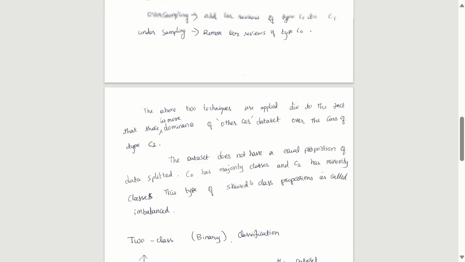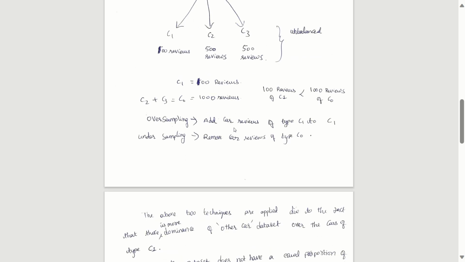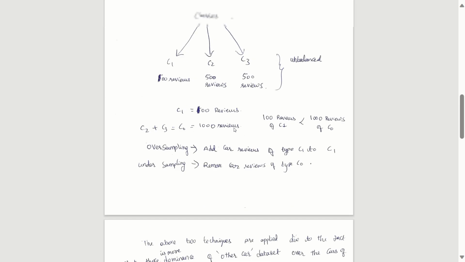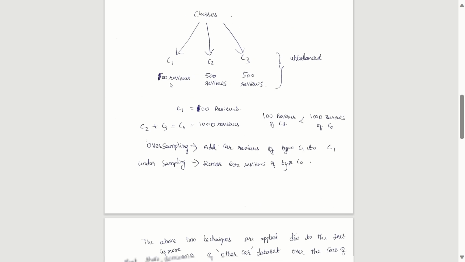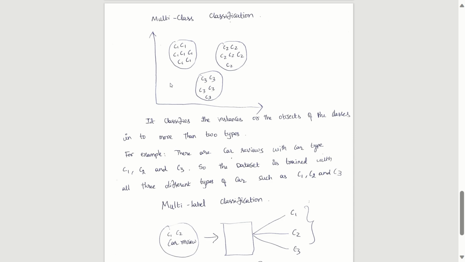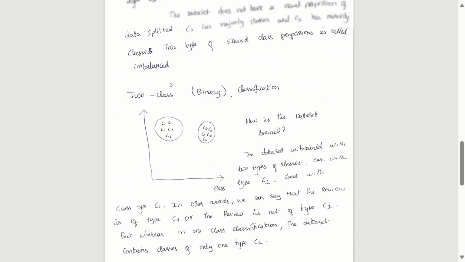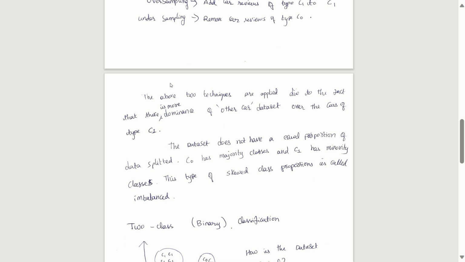As we mentioned, there is more dominance of other car reviews like C2 and C3, which can be termed majority classes, and the 100 C1 reviews as the minority class. So there is more dominance of one class over the other. Therefore, we definitely have to employ such techniques to balance the data set.